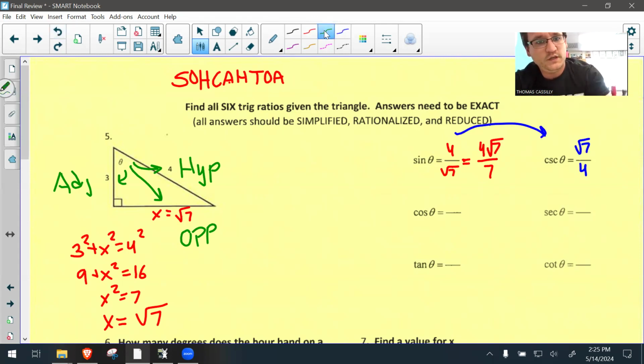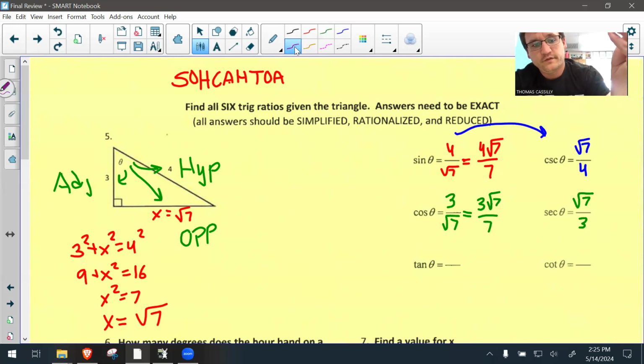Now the cosine is going to be, what do we have here? The adjacent over the hypotenuse, so 3 over radical 7. So rationalizing that, we get 3 radical 7 over normal 7. And again, flipping the original cosine upside down, we're going to get radical 7, or square root of 7, I kind of interchange those, over 3.